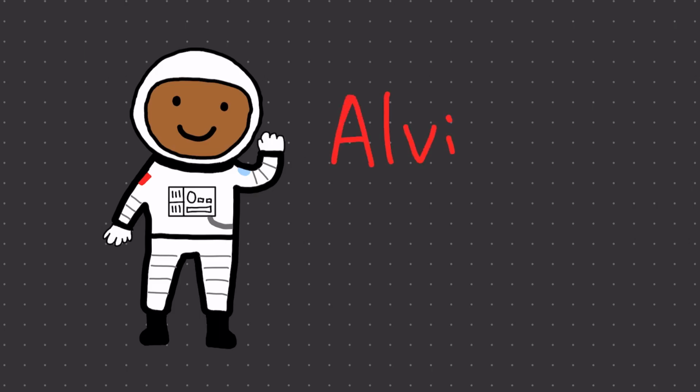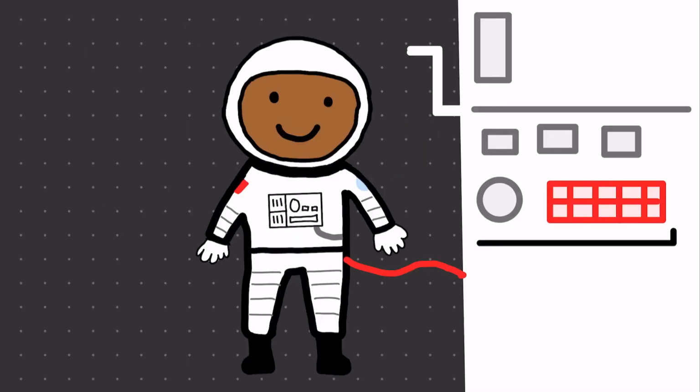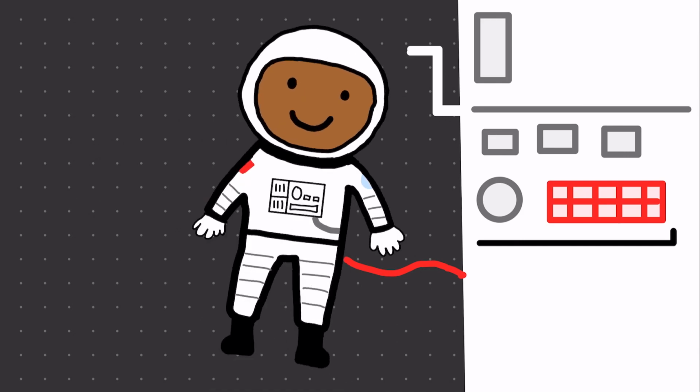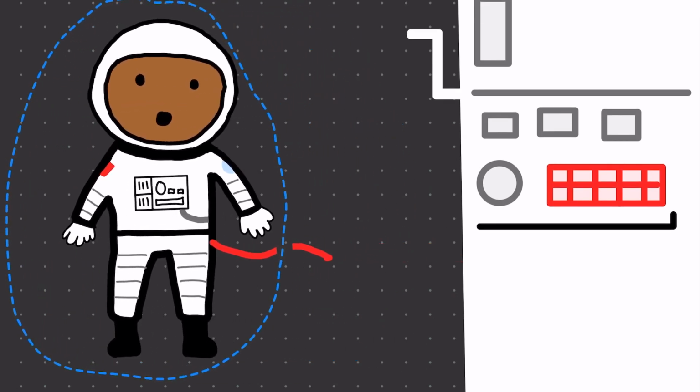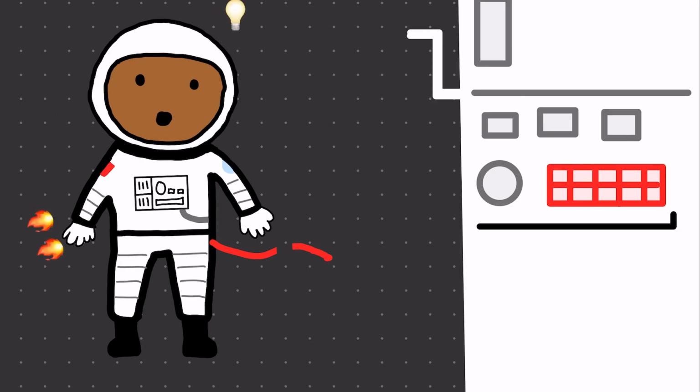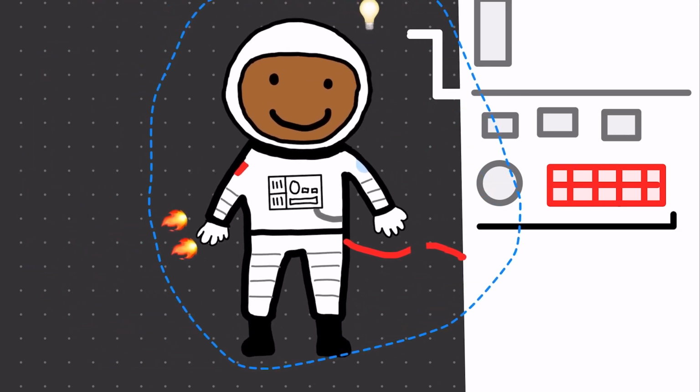Let me introduce you to an astronaut named Alvin. Imagine Alvin is on a spacewalk right now making repairs outside the space shuttle. His job is very technical, and as you can imagine, he's been extensively trained for a lot of situations. For example, if his tether were to break right now, he'd know exactly what to do and could use the thrusters on his spacesuit to make it back to the vehicle safely.